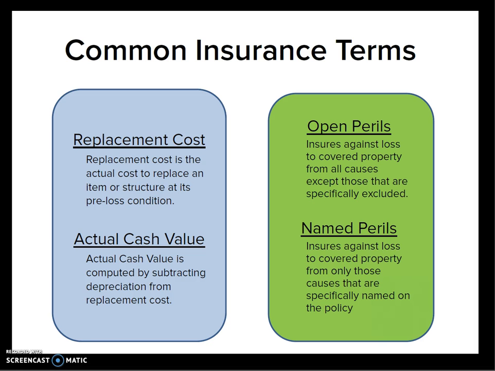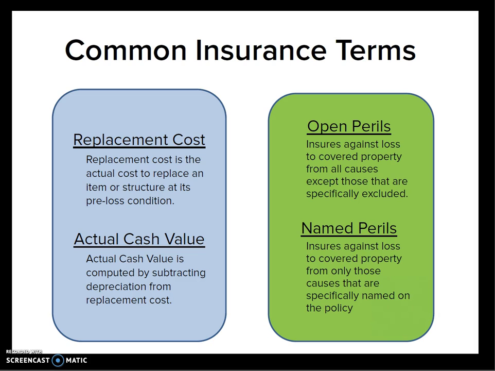Some common insurance terms as a realtor you'll want to make sure that you know, at least enough to know that if you don't know, you can always refer back to here. Replacement cost versus actual cash value is something that's very common, specifically here in Arizona. Replacement cost is the actual cost to replace an item or structure at its pre-loss condition. Actual cash value is computed by subtracting depreciation from replacement cost. An example of what we see with that here in Arizona are items such as manufactured homes.